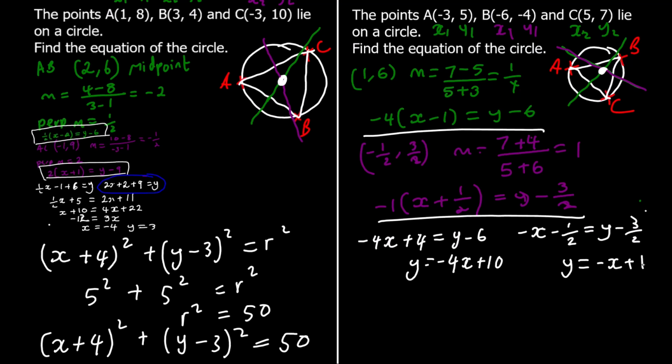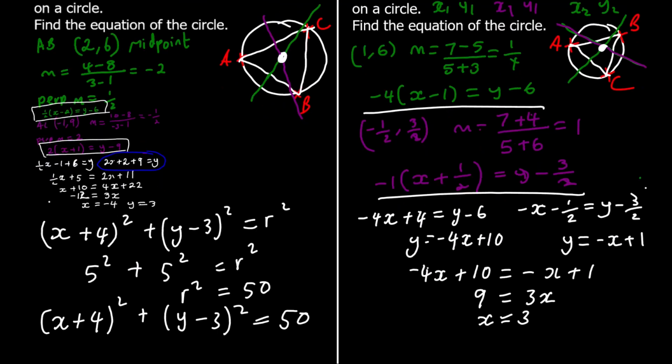Make them equal to each other. Negative 4x plus 10 equals negative x plus 1. Plus 4x. Take away 1. Divide by 3. x is 3. When x is 3, y is negative 3 plus 1, which is negative 2.